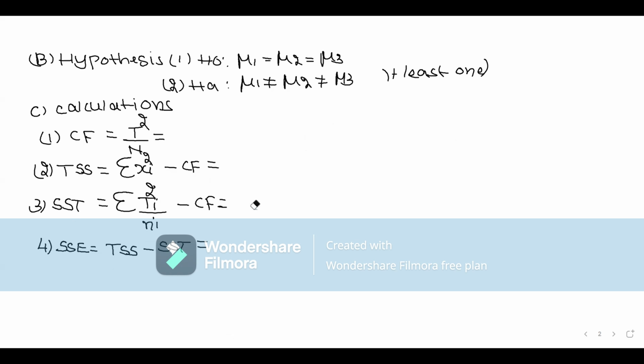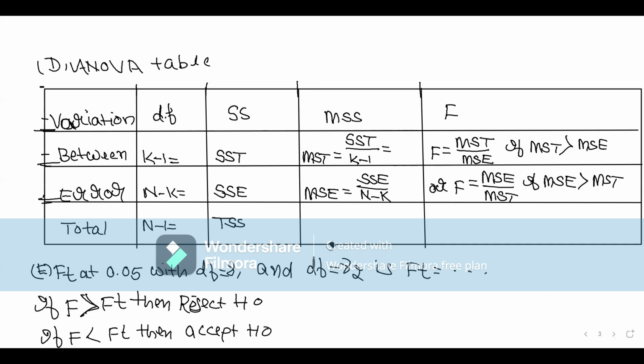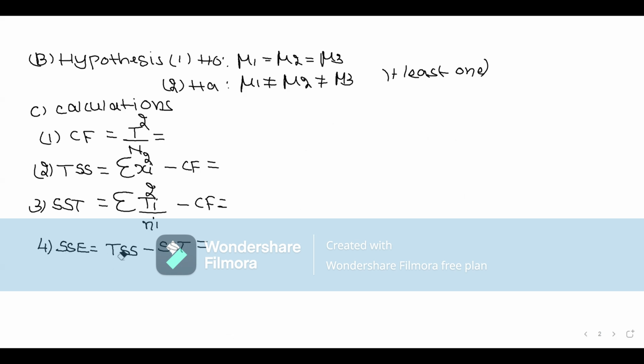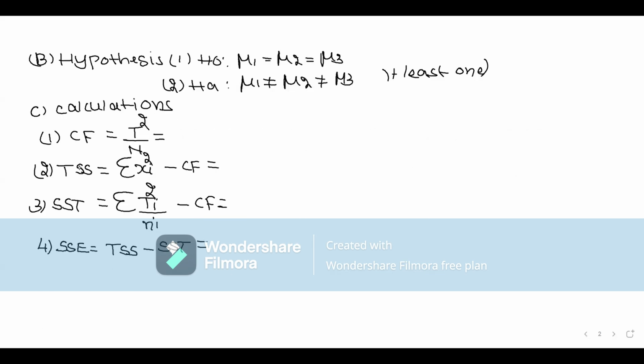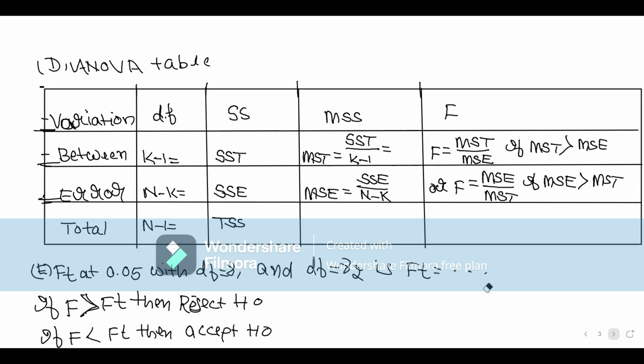SST value, this value is coming over here, you write it there. Now SSE, look here, SSE, last we have calculated, this value we have to write there. Then TSS, and TSS already we have calculated here. Look here, TSS you can write there.